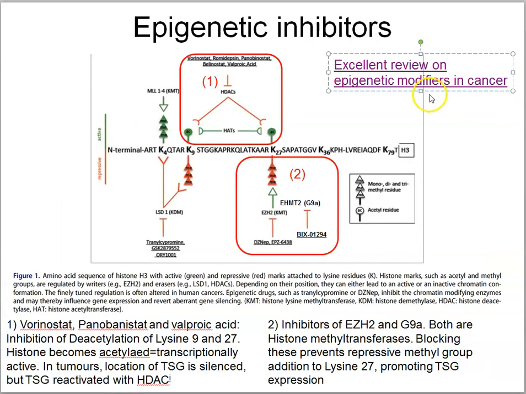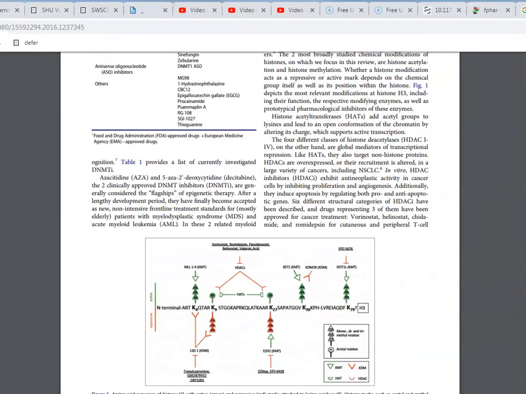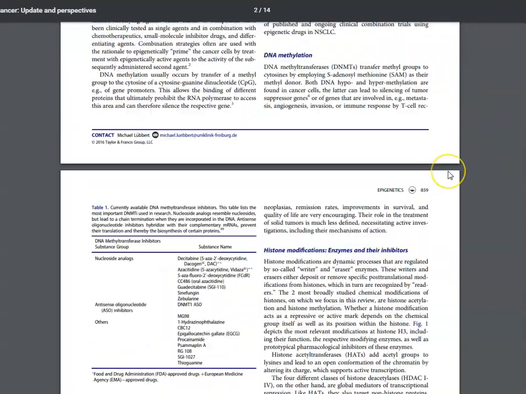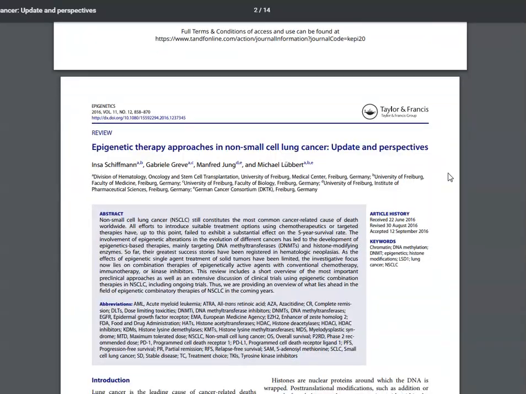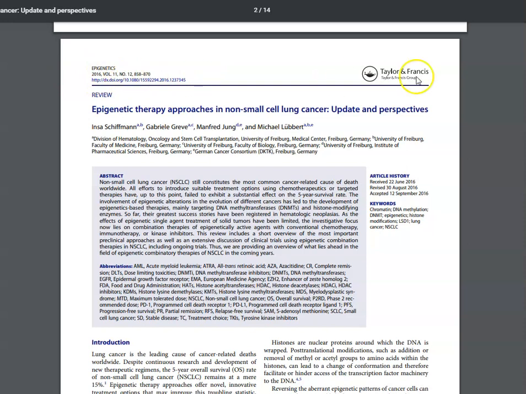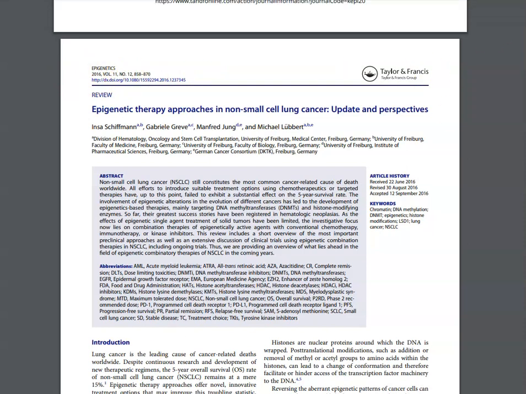So on this slide we've got a link to a really good review on epigenetic modifiers in cancer, and this review covers both histone modifications and DNA modifications. And if you want to chase up this particular article, that's the article. So Schiffman et al. And that's the full reference for you there. So it's really well worth chasing up to get a fuller understanding of this topic.